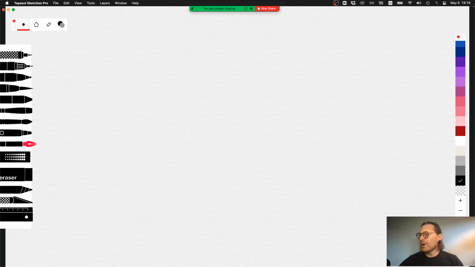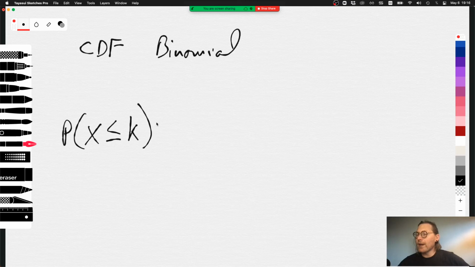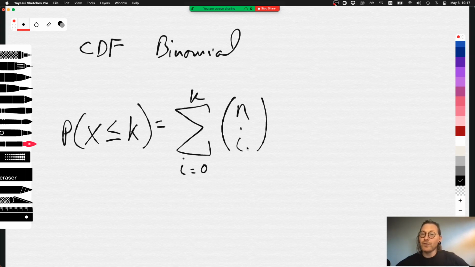So we talked about the PMF, the mass function. Let's talk about the CDF, the cumulative distribution function. The cumulative distribution function for the binomial, the binomial CDF, is going to be pretty reminiscent of the PMF, as it turns out. Now we're considering x less than or equal to k, and we are going to take the sum from k is zero up to k of the PMF. I'm substituting i in here for k because we've got this variable i. So n choose i multiplied by p to the i multiplied by 1 minus p to the n minus i.